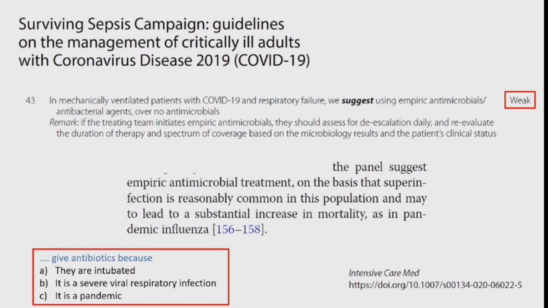So, according to them, it is better to give antibiotics because the patient is intubated, the patient is having a severe viral respiratory infection, and last but not the least, because it is a pandemic, and the pandemic has definitely affected the quality of care that is being given. The nursing care and the preventive measures that are implemented to prevent nosocomial infections are not properly maintained. It is difficult to maintain in such high patient loads as well.